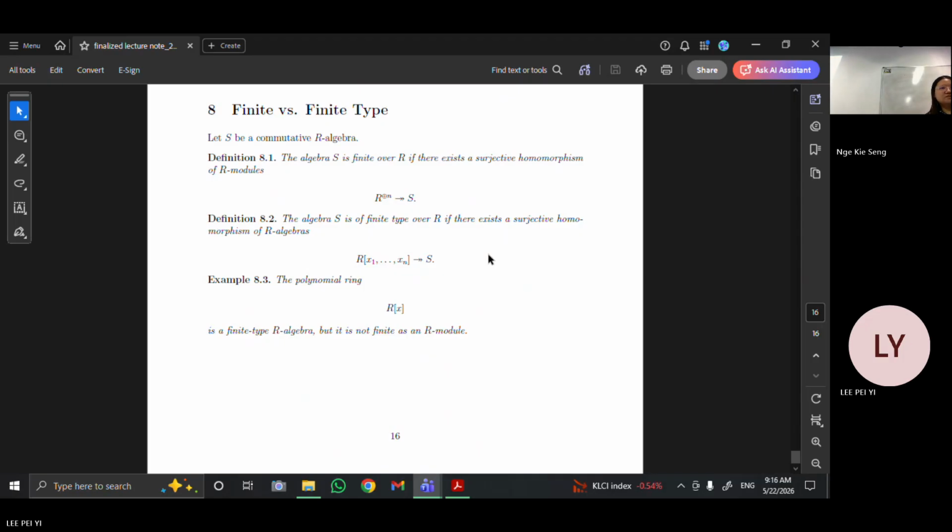So what does it mean? I think it means that when you see it as an algebra, you see from a viewpoint of polynomial ring. But then when you see it as a module, you need to look at basis. And finite type and finite over R is different. So they are two things here.